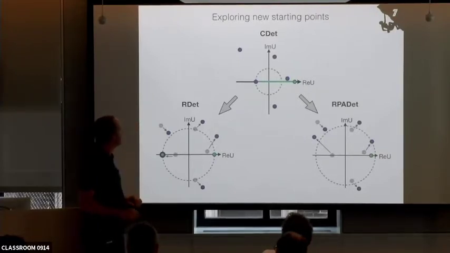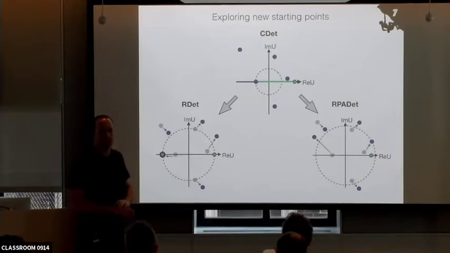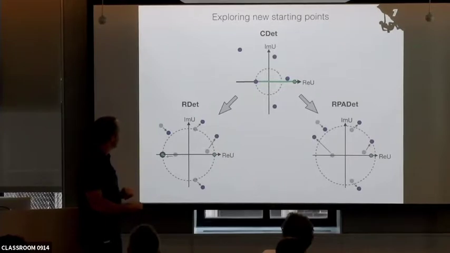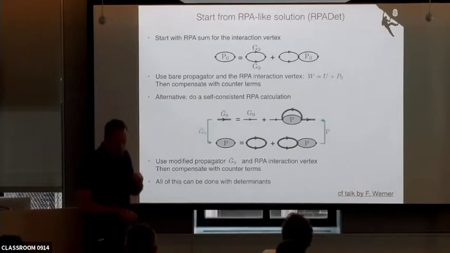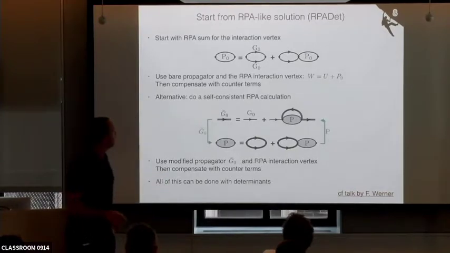Another approach is RDET, this Renormalized Determinants approach, which changes the bare propagator in some way. And there, only 2 points are physical. And again, this reorganizes the pole structure in a way that I'll describe a bit more. So I'll start with RPA-DET and then switch to the other one. This is really what Felix has been talking about, so I'll be repeating a bit the story.